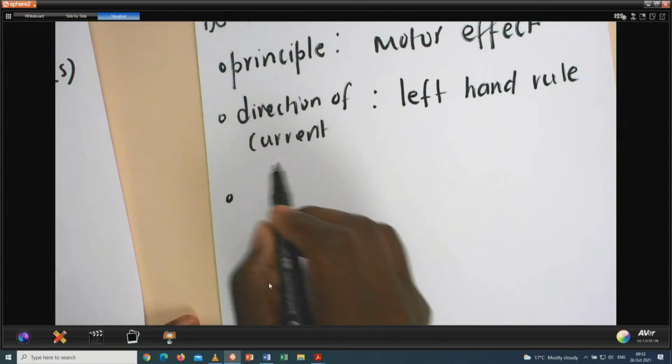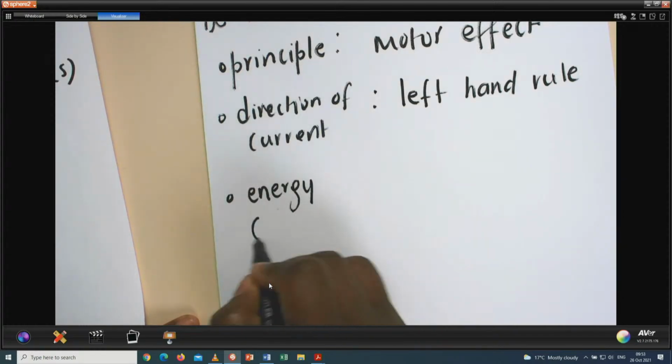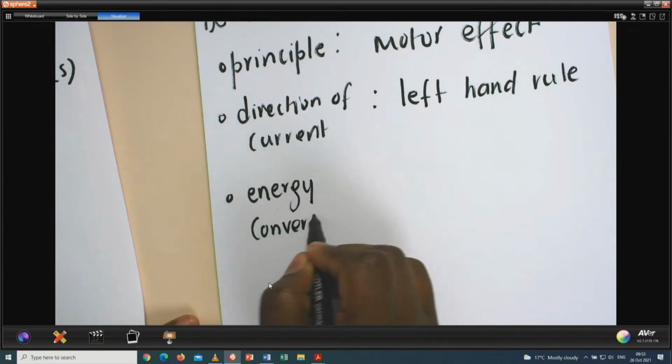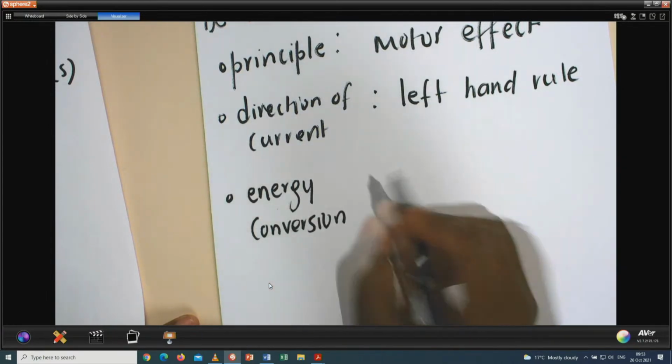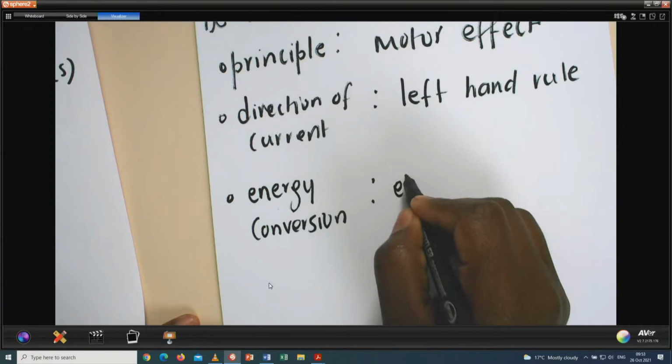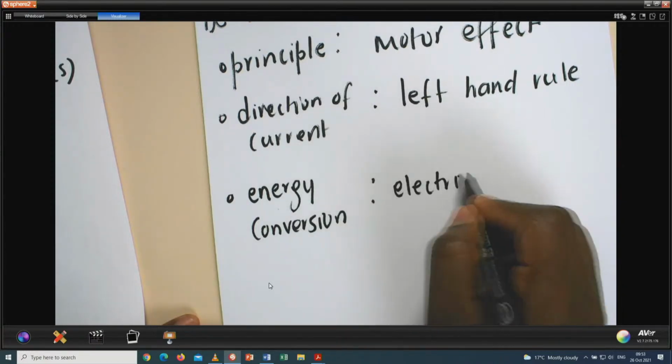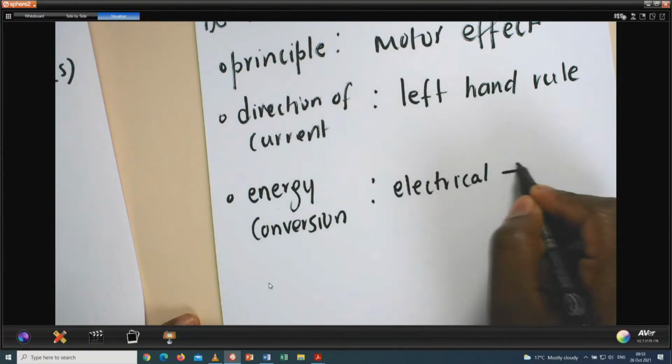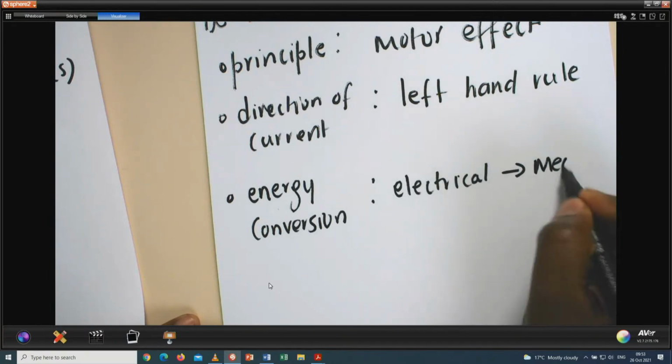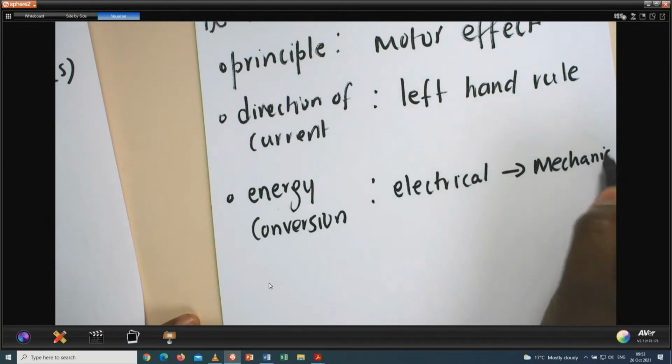And then the energy conversion: electrical to mechanical.